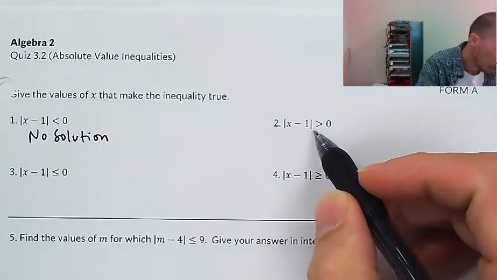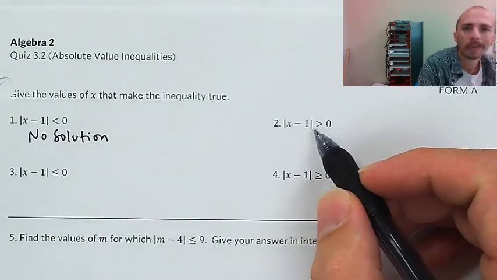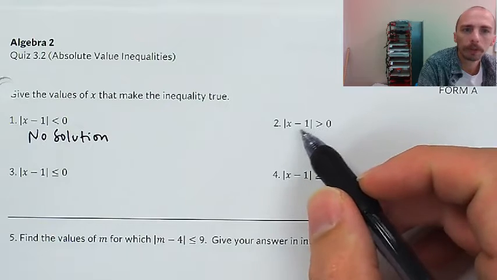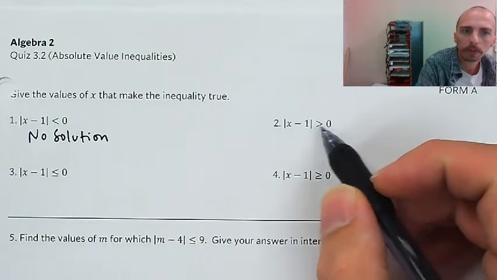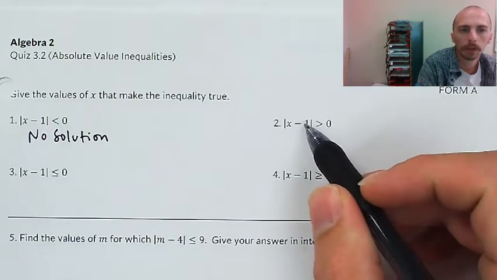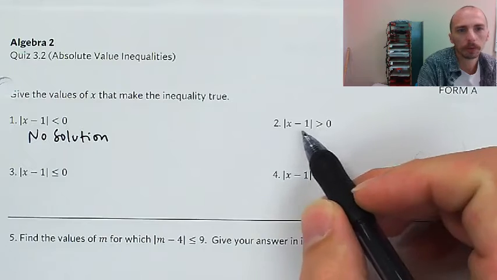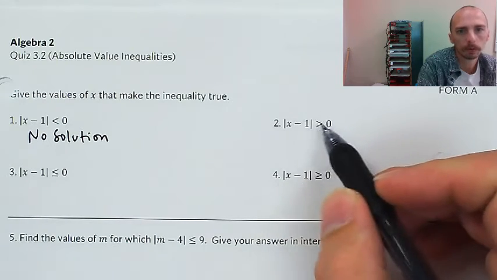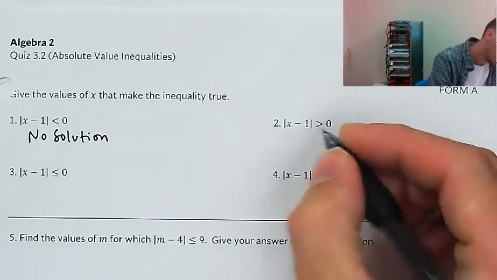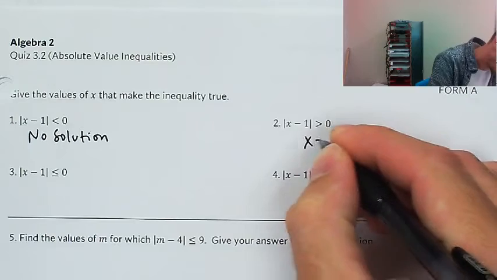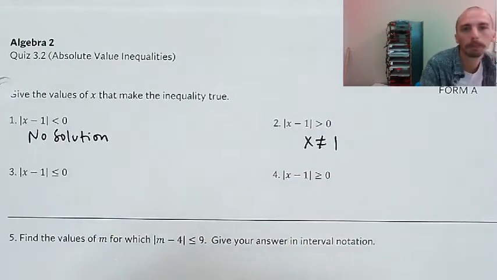Okay, and then absolute value of x minus 1 greater than 0, that sounds like always, but remember, absolute value could be 0 or positive. So we need to account for when it's 0, this inequality wouldn't be true, right? So if x minus 1 is 0, it's not true, otherwise it's going to be true. So x minus 1 is not 0, that's where x is not equal to positive 1.